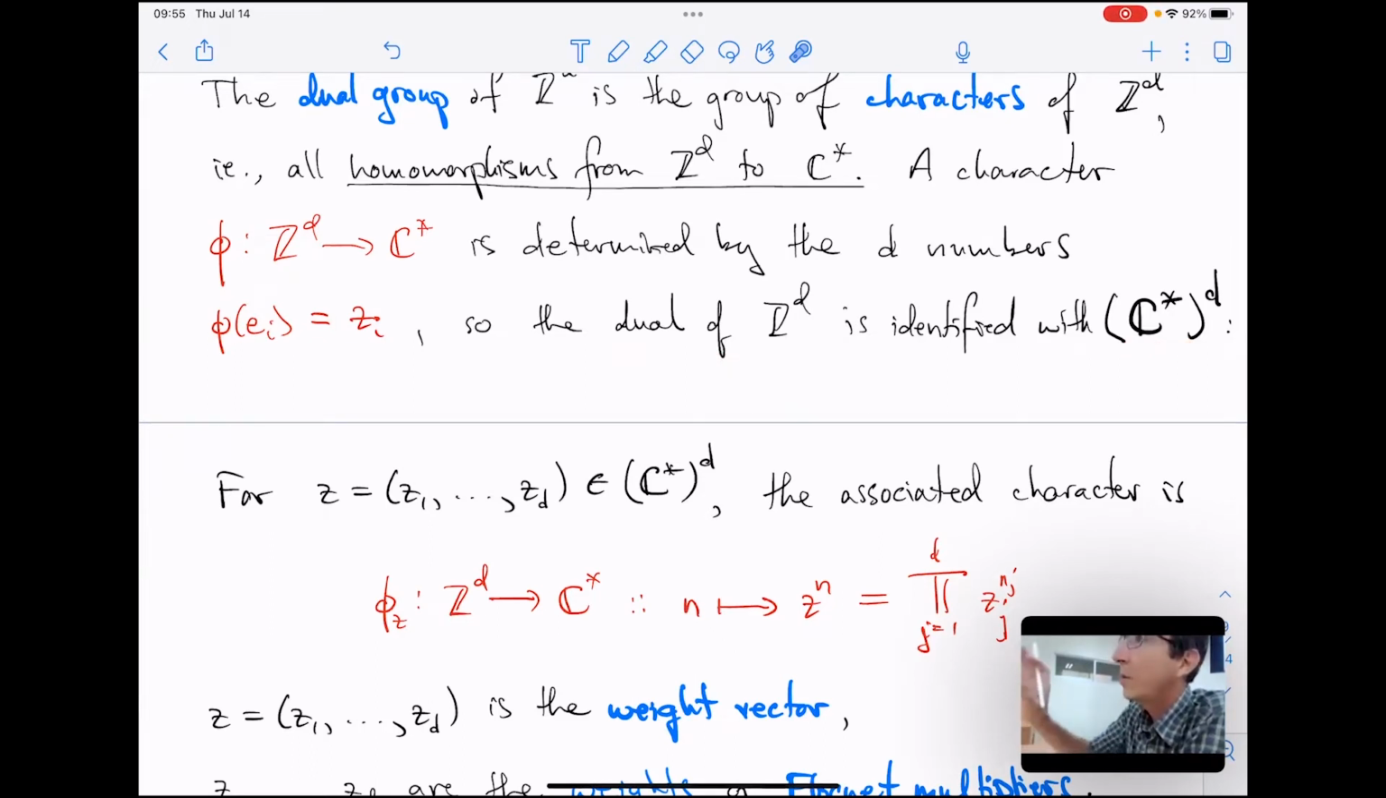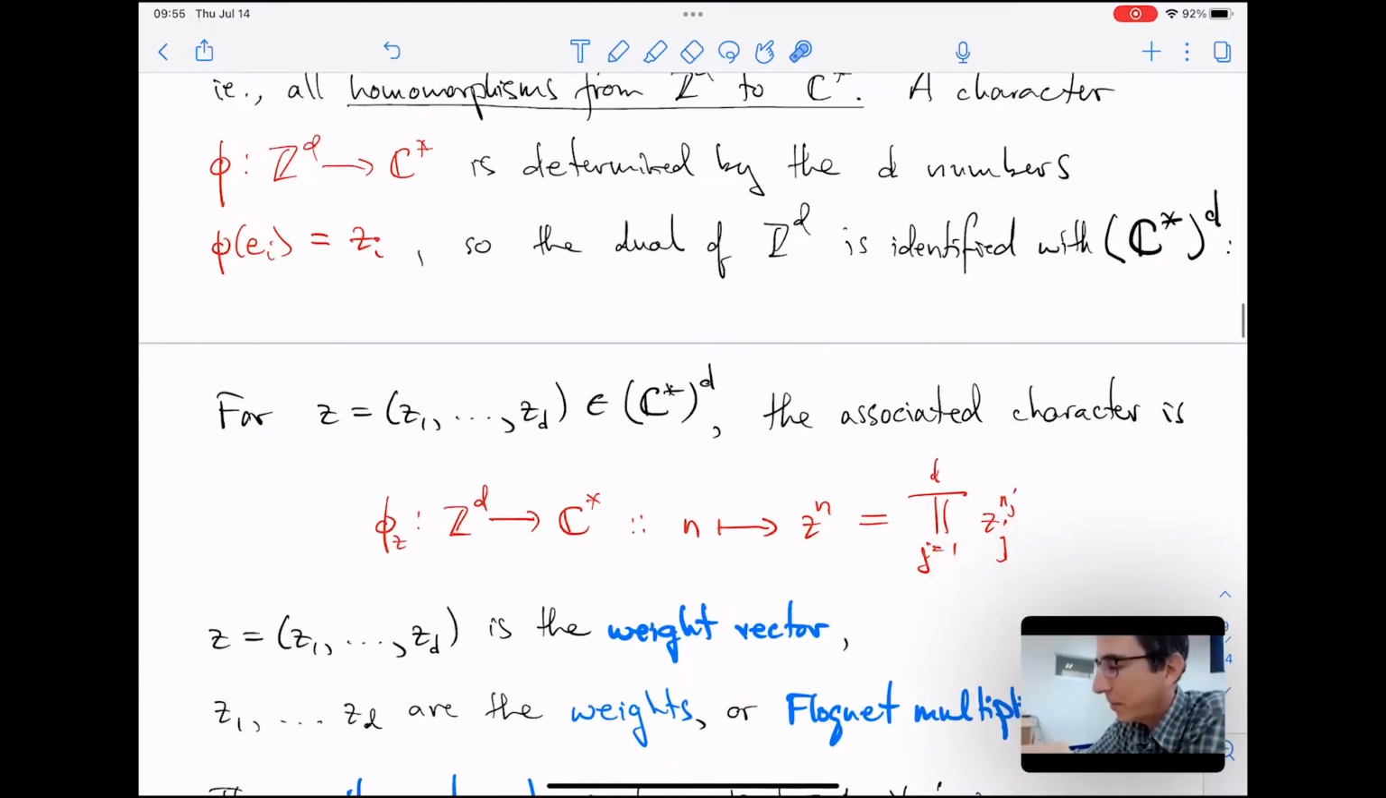I'm going to show you why we need these things called characters, homomorphisms, which is important, from the shift group to C*. Any function from the shift group to C* is already a function of the shift group. It's going to have certain properties if it's a homomorphism. I'll show you why that's important.